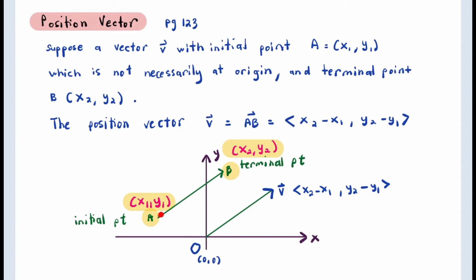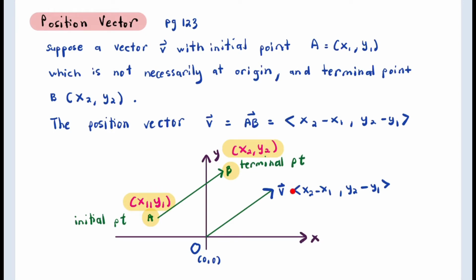This is when you position this starting from the origin. So let's do this here. This is the position vector of the line AB. So how do we calculate this line here? Since initial point is A and terminal point is B, we need to minus all of the components of B minus the components of A.